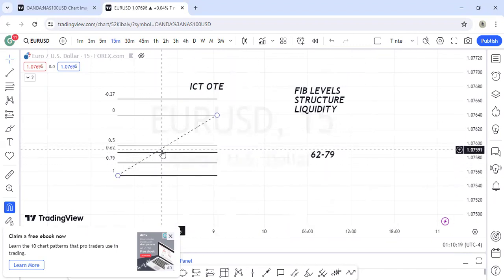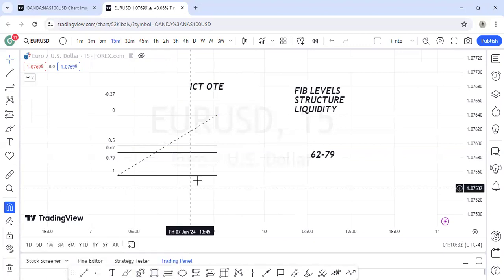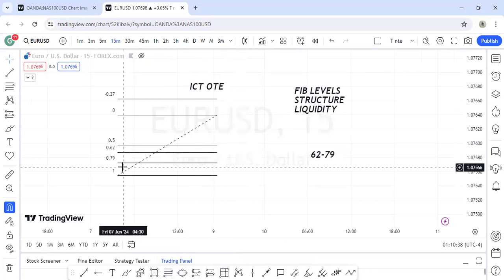So 62 and 79 are the major levels of the OTE. That means most times price rejects at 62 or 79. But to avoid missing out on trades, we usually put our entry at the 62% level. So this system is very simple.